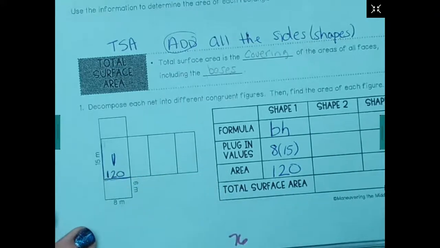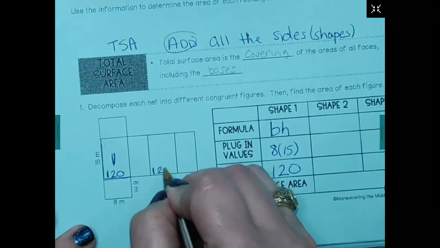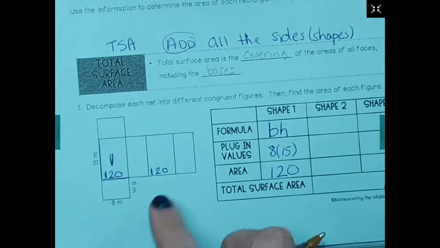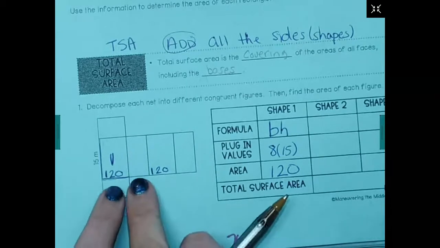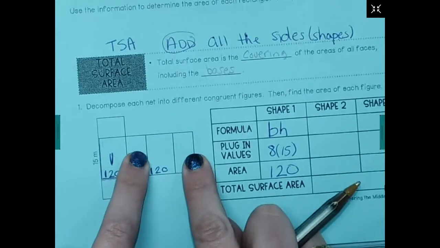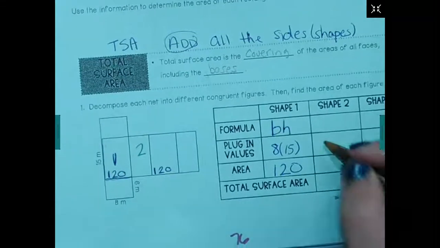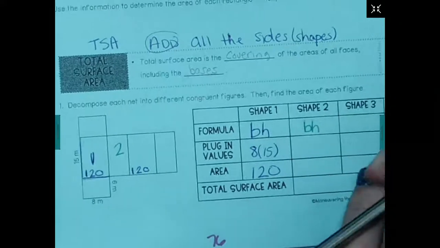Is there another one that's also 120? Yes, the third one is also 120. I want you to be in the habit of writing the answer inside the rectangle. And remember, you always skip a space. Obviously, these are not going to be the same, so these two would be the same. Shape 2 is a what? A rectangle. Base times height. Easy, easy formulas.